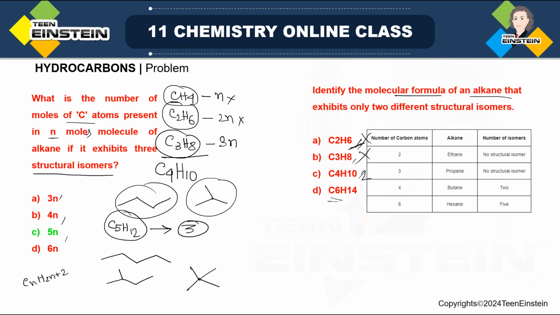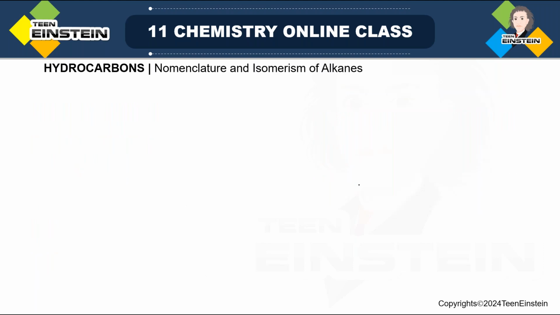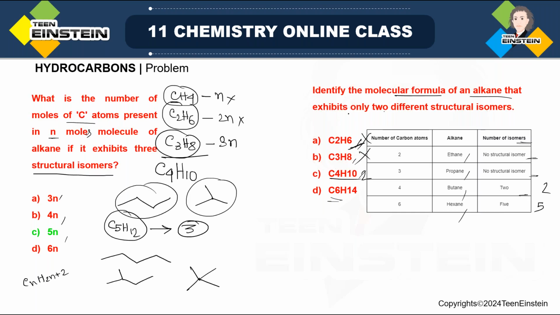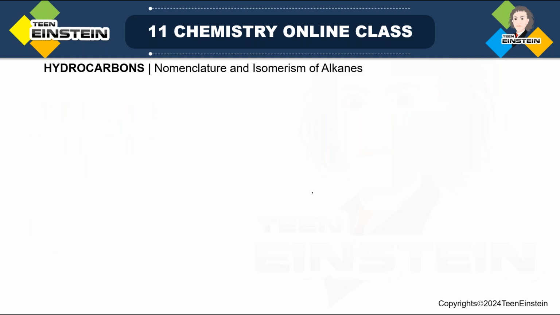So here we have a table. Number of carbon atoms 2, 3, 4, 6. Options A, B, C, D. And these are the corresponding alkanes. Number of isomers: not possible, not possible, 2, and then 5. So this should be the correct option. That is C4H10, right? Okay, just let me check. It exhibits only 2 different isomers. Yes, C4H10 should be the correct answer.